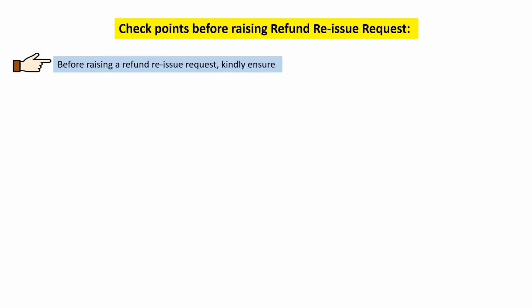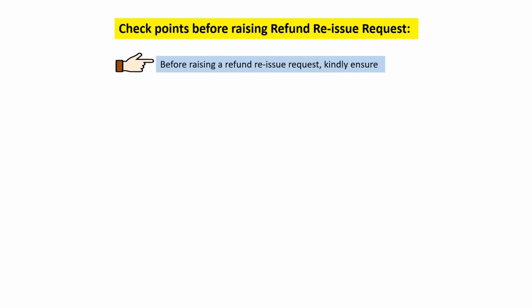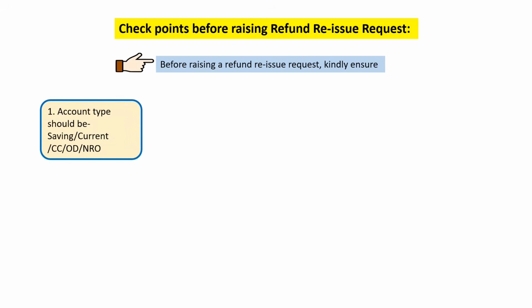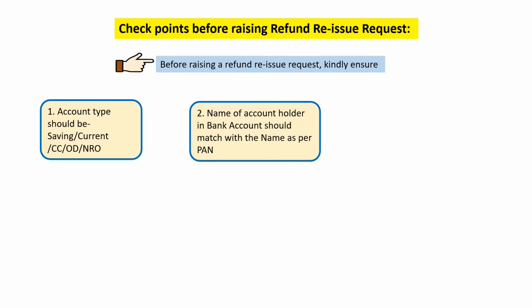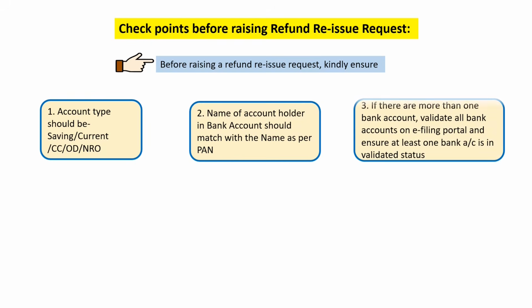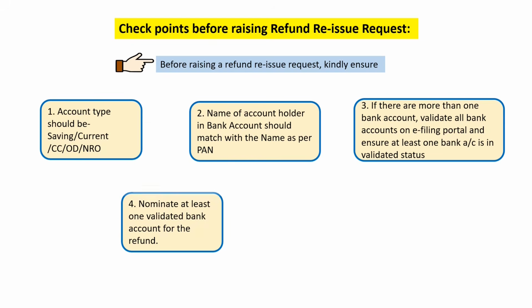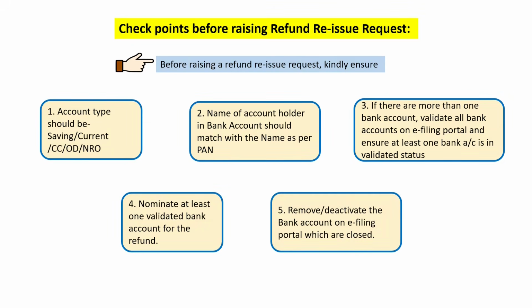However, before raising a refund reissue request, kindly ensure that the account type should be saving, current, cash credit, OD or NRO account. Name of the account holder in the bank account should match the name as per PAN. If there are more than one bank accounts, it is advisable to validate all bank accounts on the e-filing portal, nominate at least one bank account for refund, and remove or deactivate the bank accounts on e-filing portal which are closed. If you are an NRI, you are advised to provide only NRO account.